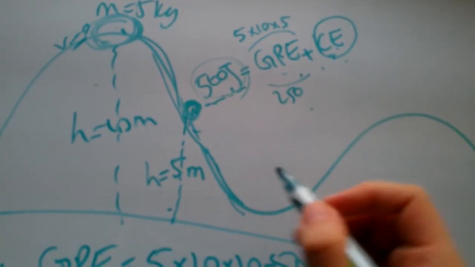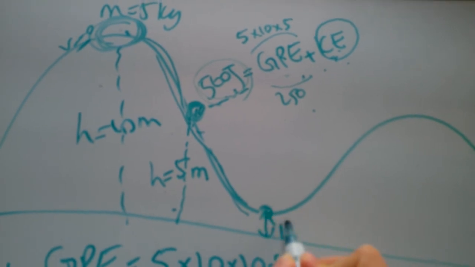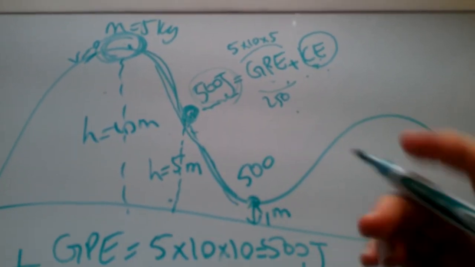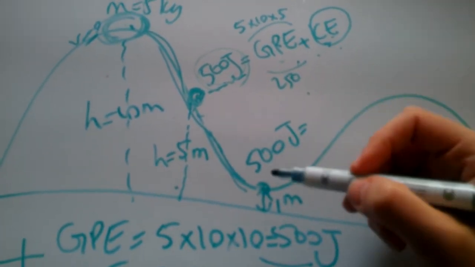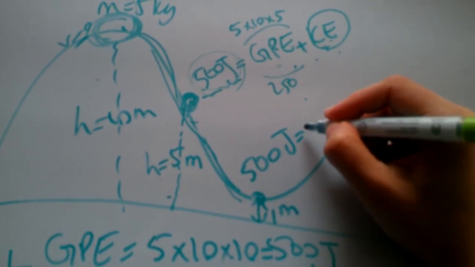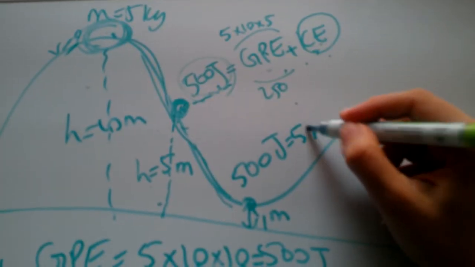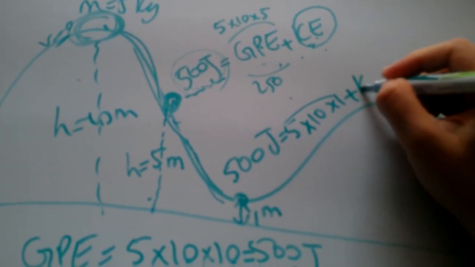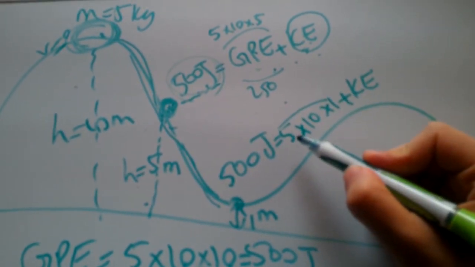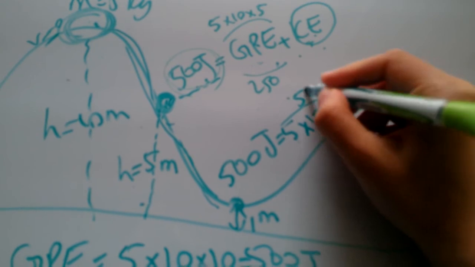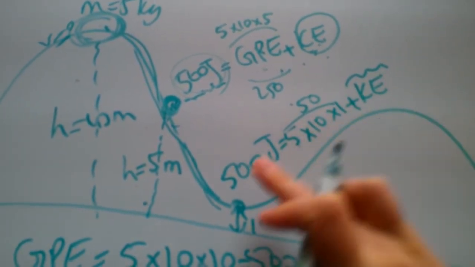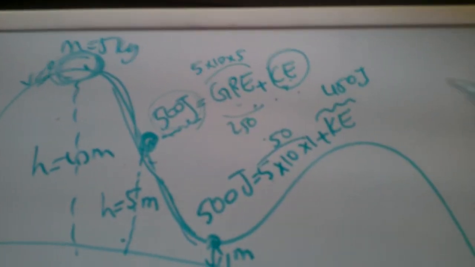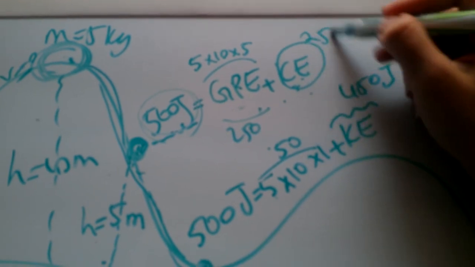Now, if I come down, let's say to here, where I'm like 1 meter above the ground, then again, I am having the same 500 joules as my mechanical energy, and that is equal to mgh, which is 5 as my mass, g is 10, times h. So this is gravitational potential energy plus kinetic energy. So gravitational potential energy is now 50 joules, and kinetic energy has to take care of the rest, which is 450 joules, right?